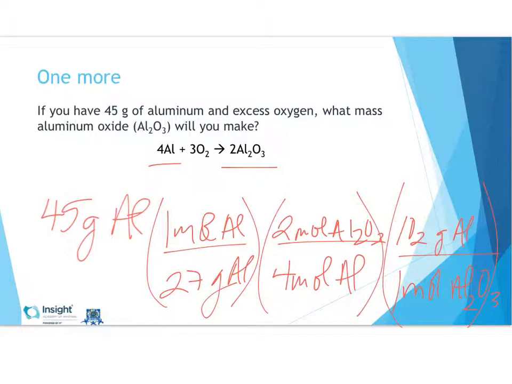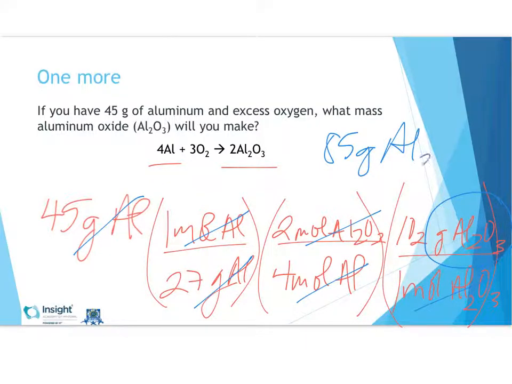Alright, I'm going to double check my work. Grams of aluminum cancel, moles of aluminum cancel, moles of aluminum oxide cancel. I'm left with grams of aluminum oxide, which is what the question was asking for. So now I'm going to do my math. I have 45 times 2 times 102 divided by 27 divided by 4. And that gives me 85 grams aluminum oxide.